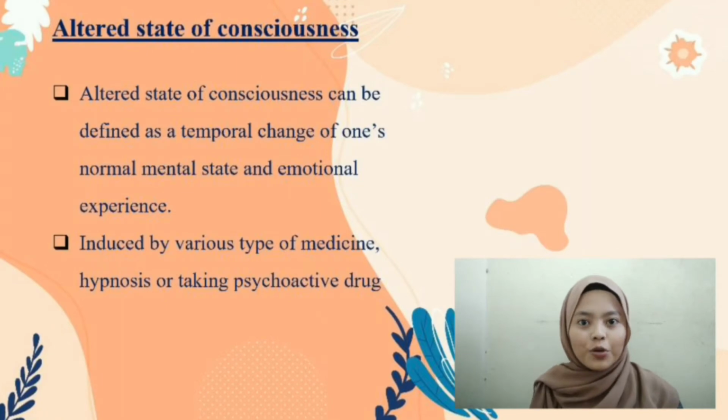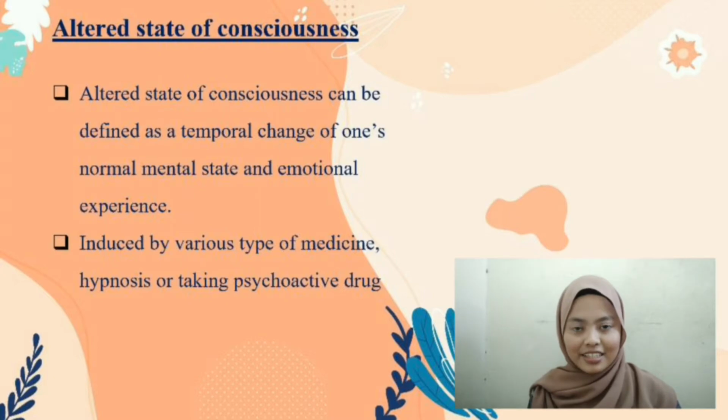Do you guys know what an altered state of consciousness is? An altered state of consciousness can be defined as a temporary change in one's normal mental state and emotional experience. It can exist both on the lower part of the continuum, which is during reduced awareness, and the upper part of the continuum, which is during heightened awareness. An altered state of consciousness can be induced by various types of medicines, hypnosis, or taking psychoactive drugs.